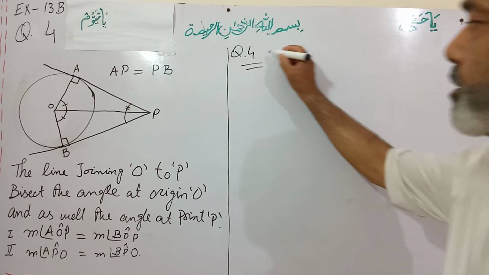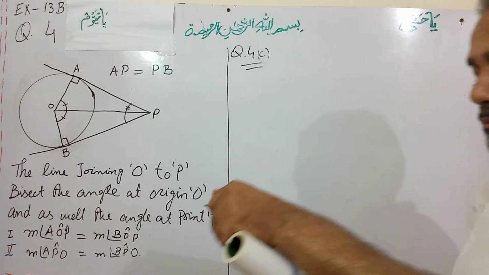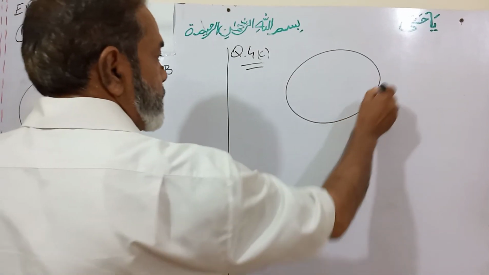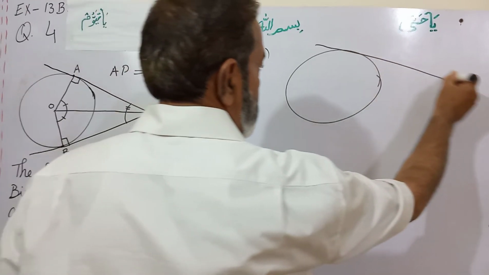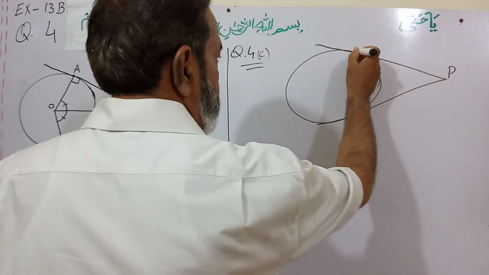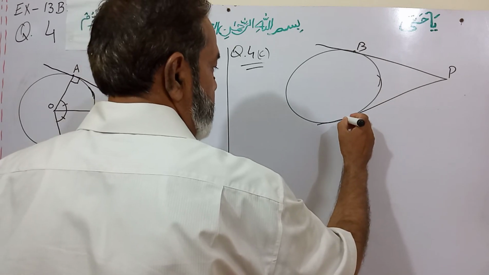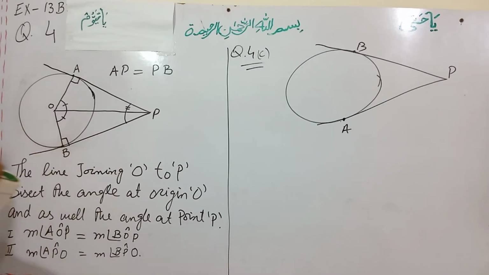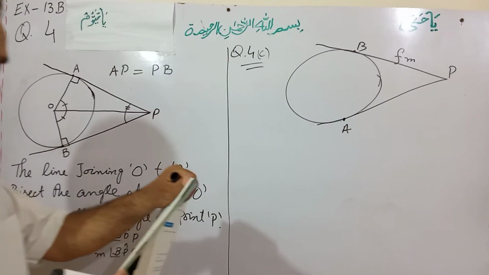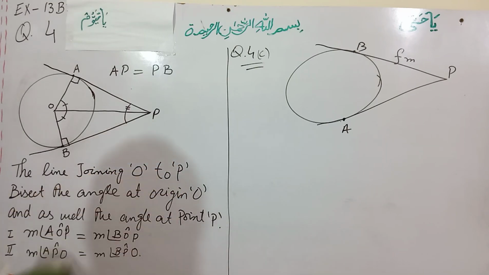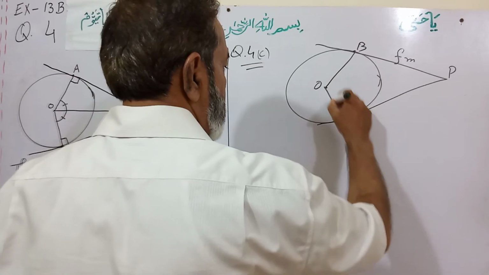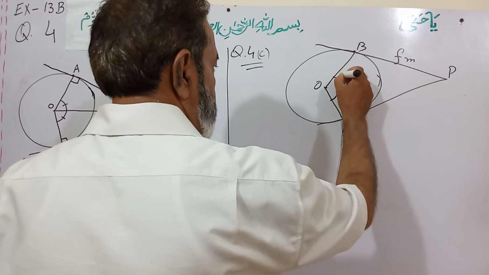For C, he has given again the tangents from external point P. This is the point B and this is the point A. This value is f meters and this whole angle at O is 112 degrees.